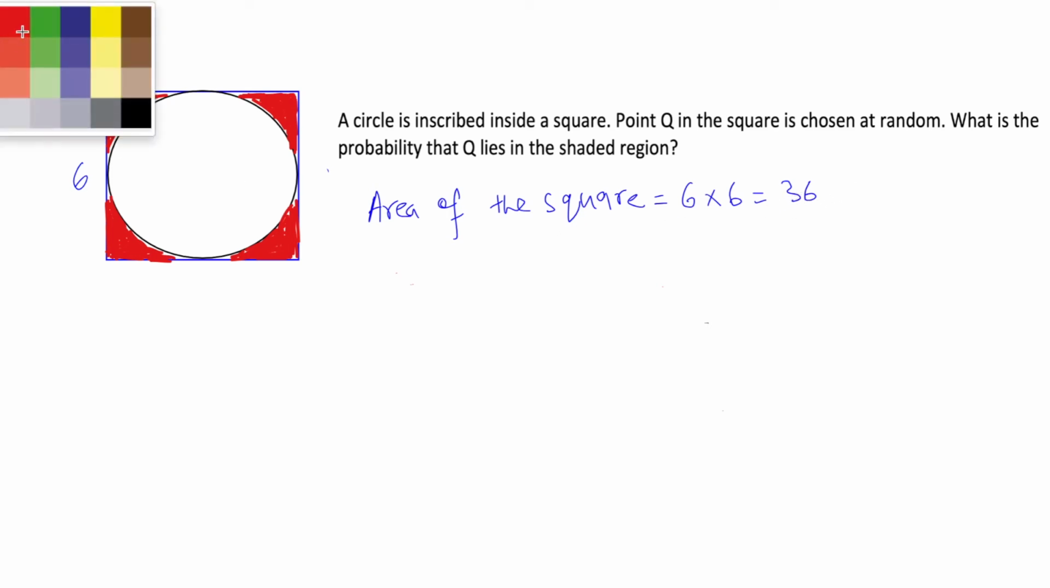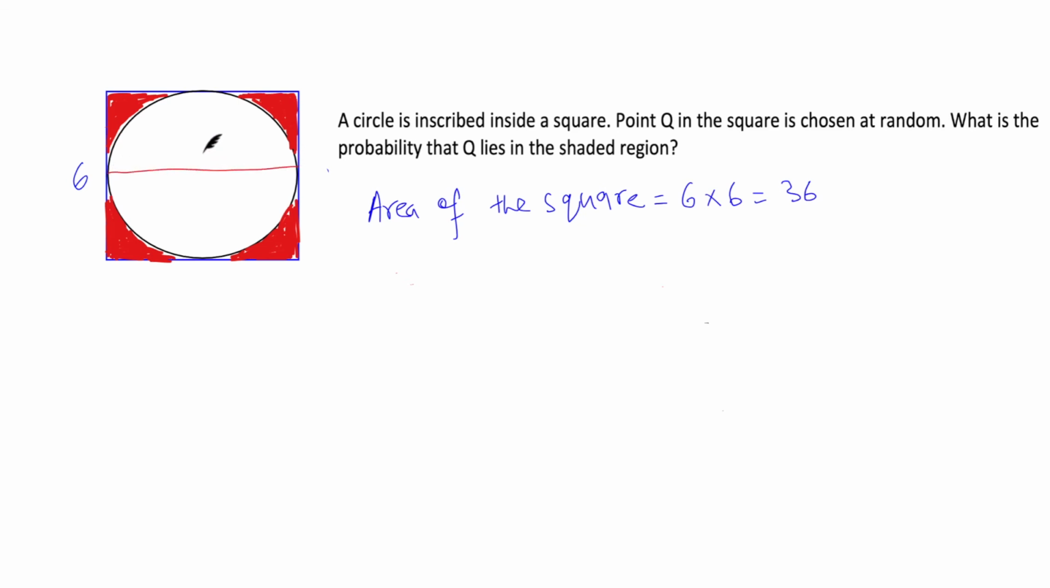The next thing is to calculate the area of the circle. How can we calculate that? That's important. So if this side is 6, that means the diameter is also 6. You see, every side is equal. If this is 6, this is 6, this is 6, this is 6. So if this is 6, this has to be 6 as well. So if the diameter is 6, the radius is 3.